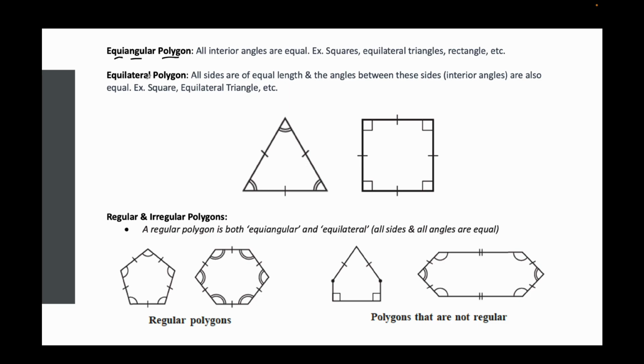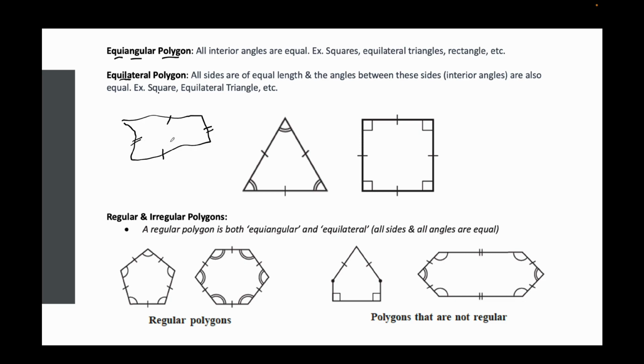Next we have the equilateral polygon. Here all sides are of equal length and the angles between these sides are also equal. So equilateral here includes equiangular also, where all the interior angles are equal. Equilateral has all the sides equal and all the angles between those sides also equal. For example, a square and an equilateral triangle. A rectangle is not included here because, as you see, in a rectangle only the opposite sides are equal.